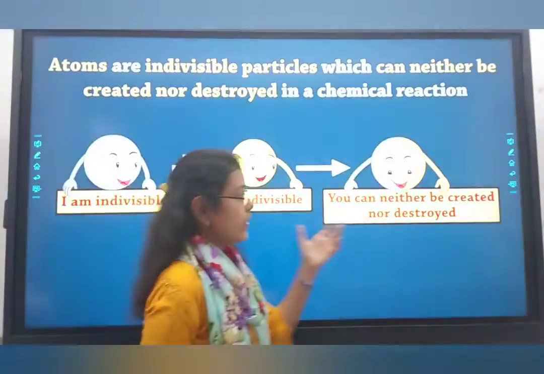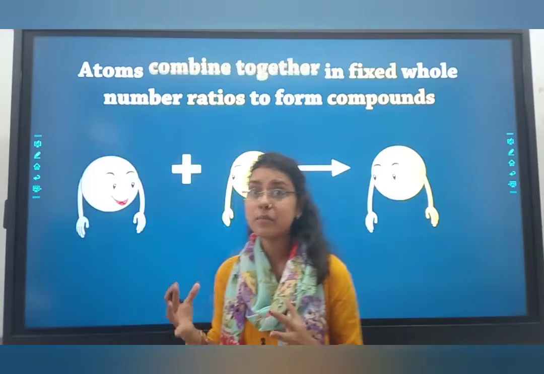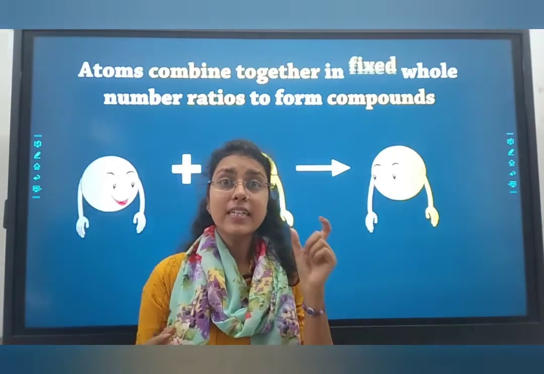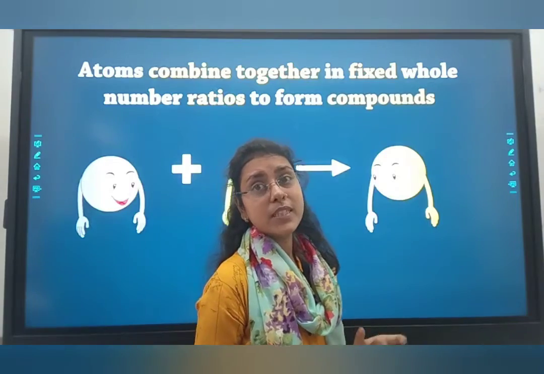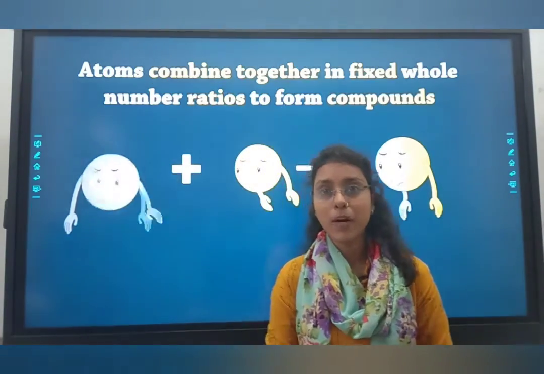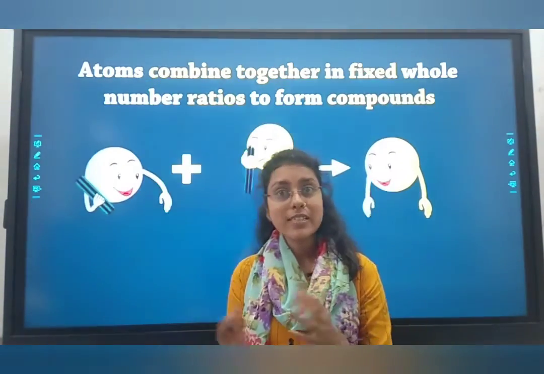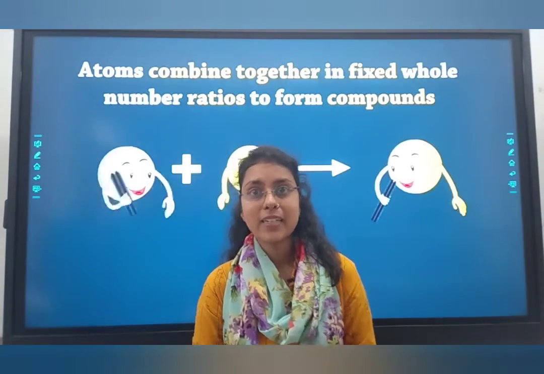So here we get the conclusion that elements or matter can neither be created nor be destroyed. Atoms are only the smallest, tiny particles of the element or compound. But the molecules can be divided into atoms. Clear?